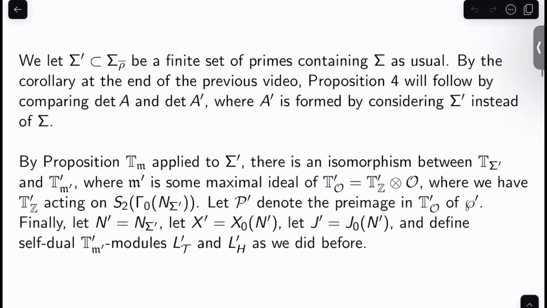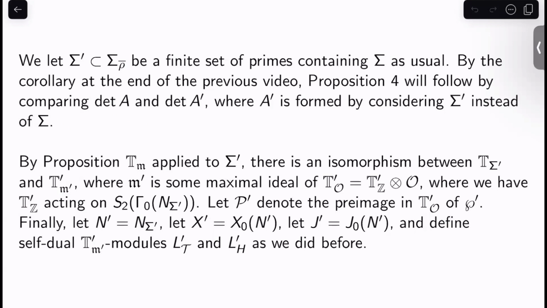We'll let sigma prime be in sigma sub rho bar. That'll be a finite set of primes containing a given fixed set of primes sigma as usual, by the corollary at the end of the previous video, and I would invite you to go back and check that out. Proposition 4 will follow by simply comparing the determinant of A and the determinant of A prime, where A prime is the matrix formed by considering the set sigma prime, whereas A was formed by considering the set sigma. Okay, so I'll let you go back and check the details on the matrix A.